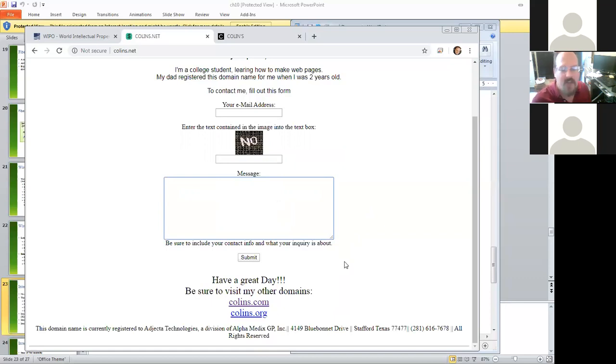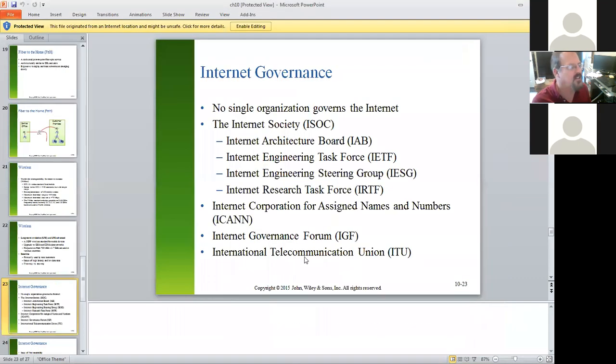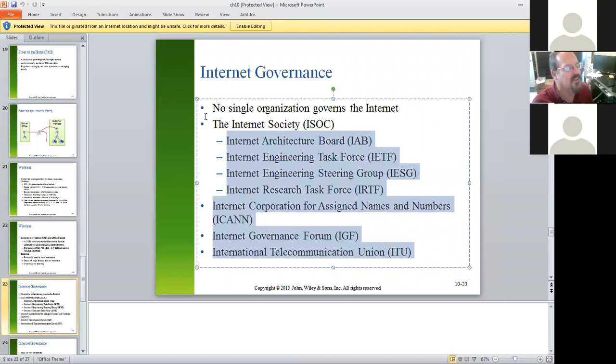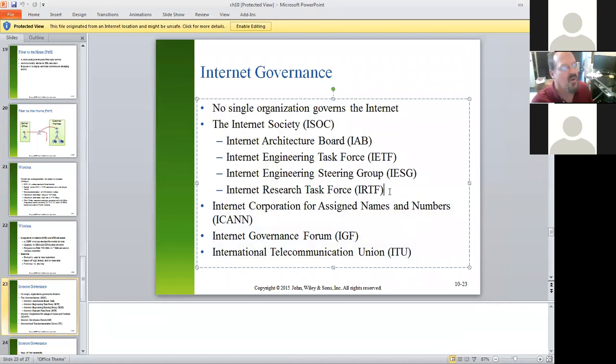So I'm going to go ahead and stop here because it's almost 4. I talked way too long, but interesting stuff, I think. There's a lot more to the internet than just this chapter. Make sure you go through and Google what each one of these organizations does.